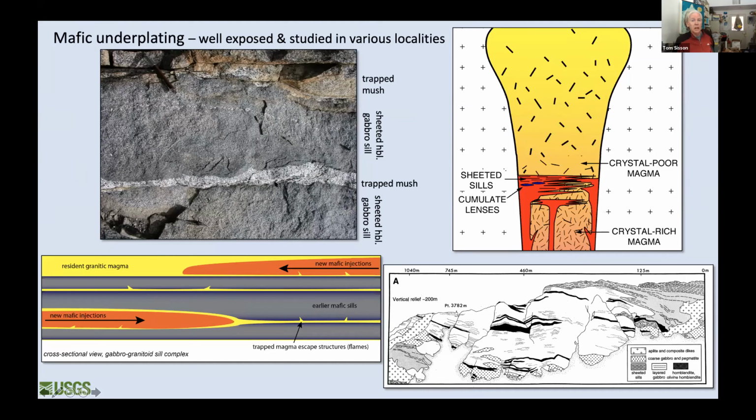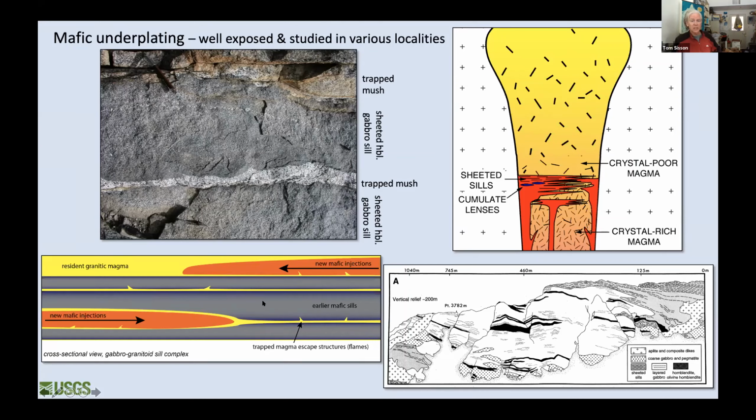You don't always see upward younging relations in these things, as you would expect if the mafic injections were flowing out like, say, magmatic lava flows within a resident granitic magma. Sometimes you do. Sometimes you see that a lower sill is actually younger than the overlying material. So it's complicated, but this is the characteristic behavior of these things. These little septa have upward magma escape structures. You can see them starting to form here and here. This is the more buoyant trapped material trying to get out.